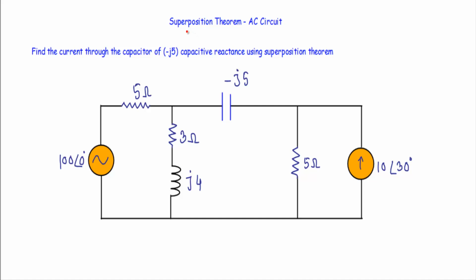In this video, I will show you an AC circuit example using superposition theorem. In a circuit, we apply superposition theorem when the circuit contains more than one energy source. Therefore, we keep one source active at a time.